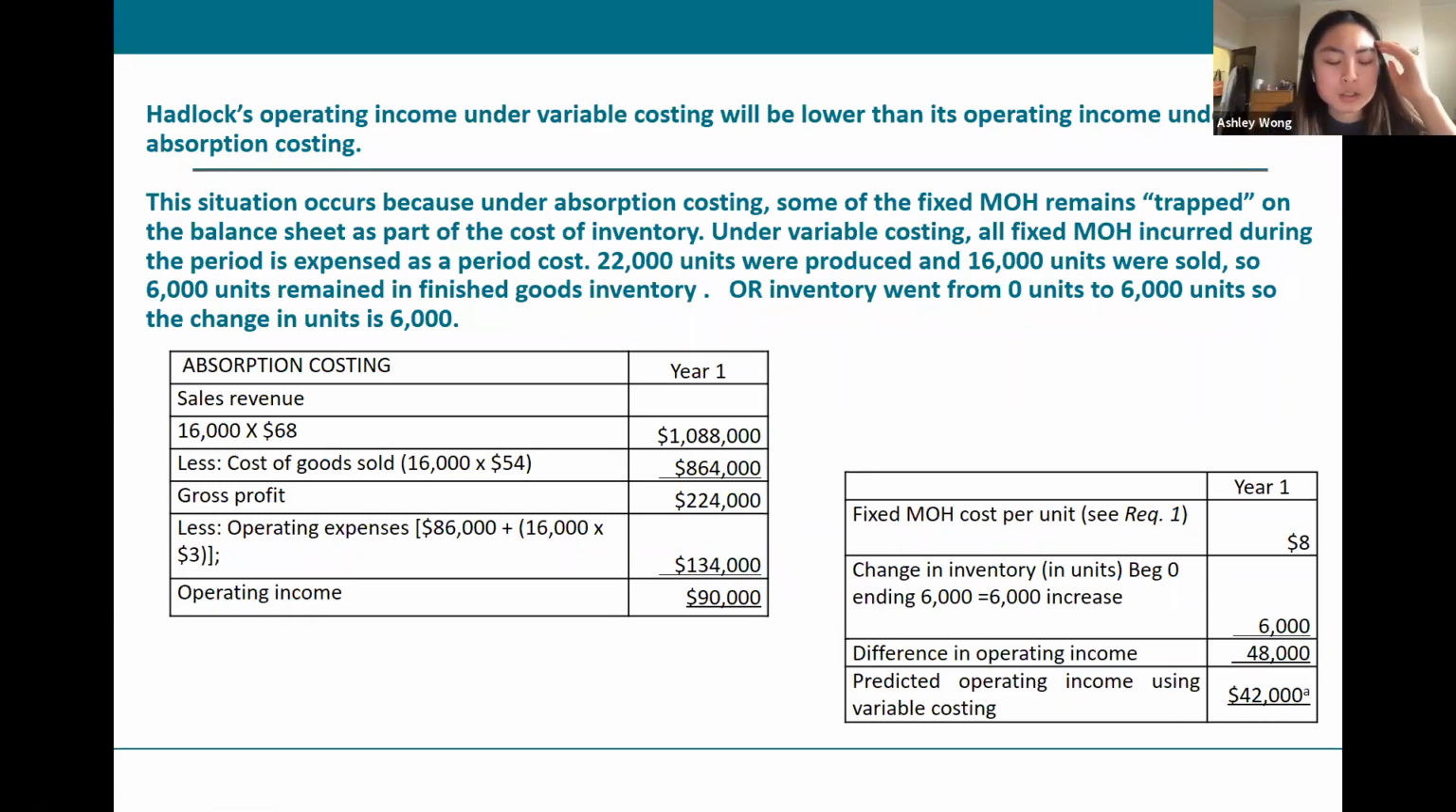Ashley, I just have a question. Where are we getting 42,000 from? I took the $8 in fixed factory overhead and multiplied it by the change in inventory. This was the shortcut way the chapter tells you to do. That's 48,000, but what did we subtract to get to 42,000? 90. Oh. What I'm saying is if you know one net income, you should be able to calculate the net income under variable. I know this is going to be higher because I have produced more than what I've sold. When I look here, it's $48,000 higher. So I'm taking the 90 and subtracting 48, and I am predicting that my net income under variable costing is going to be 42, $48,000 less. Thank you.